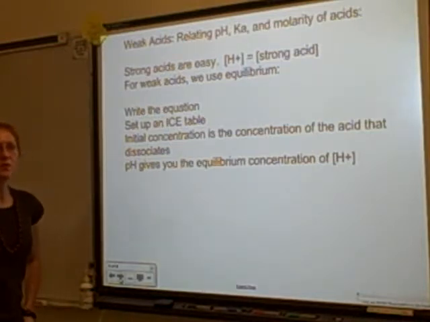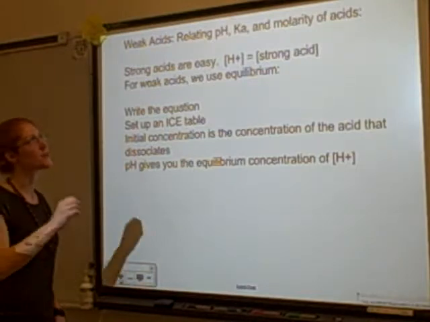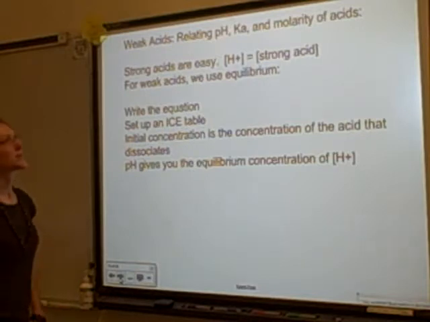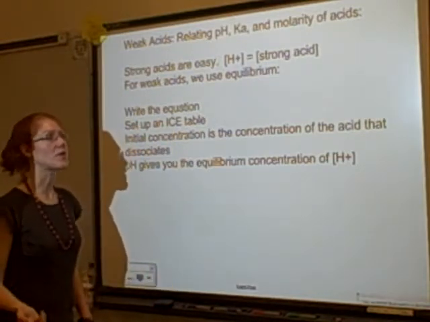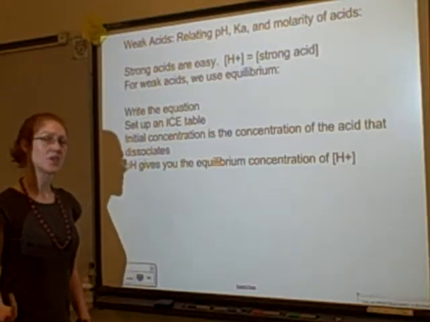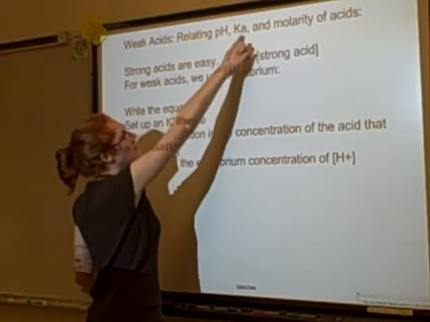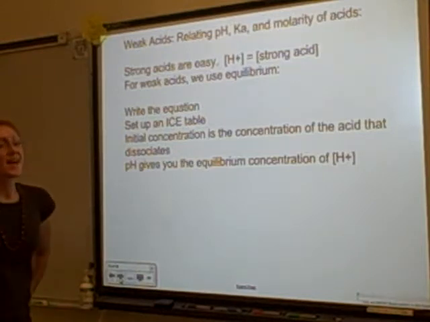Just like equilibrium problems, where we had K constants that told you to what degree something would react, it's the same thing with weak acids and weak bases. The only difference is we used Keq to talk about the equilibrium constant, Kc to talk about concentrations, and Kp for partial pressures of gases. Now we call it Ka, and that's just the equilibrium constant of an acid. It's the exact same thing.